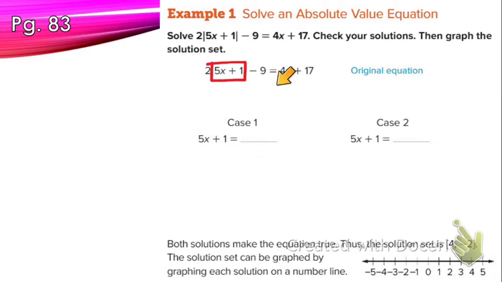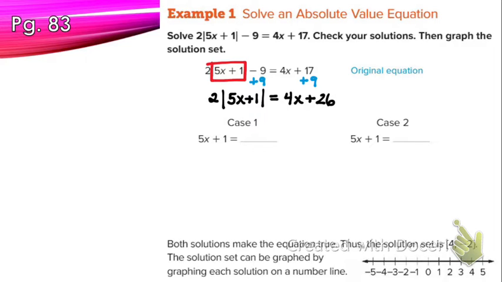-9. How do you get rid of that -9? Subtract it. If it's already negative, we won't subtract it. So what are we going to do? Add it. So let's add 9. So when you add 9, you're adding it to its like term, which is 17. So that'll give you 2 times the absolute value of 5x plus 1 equals 4x, and what's 17 plus 9? 26. All right, any questions about our first step?